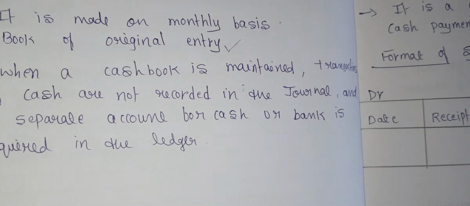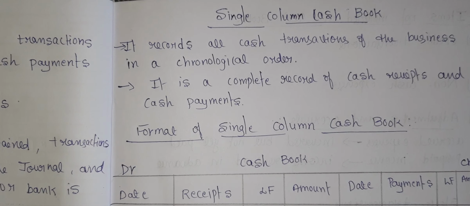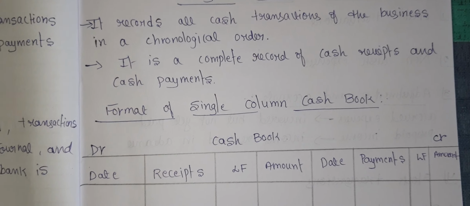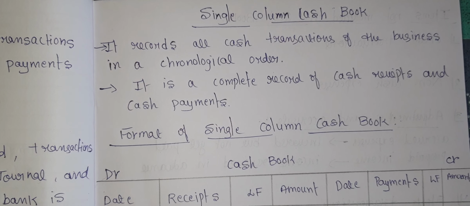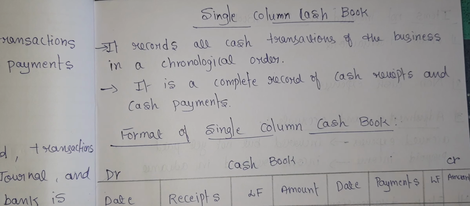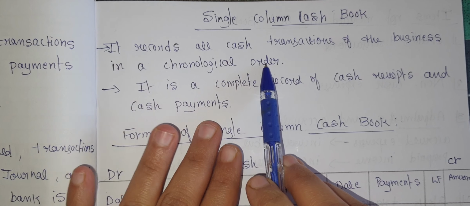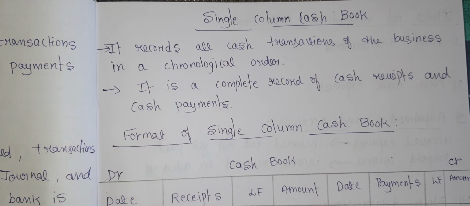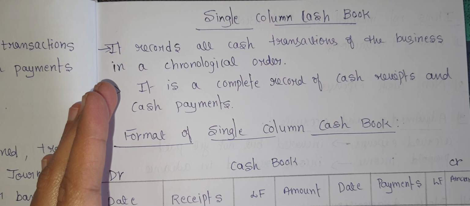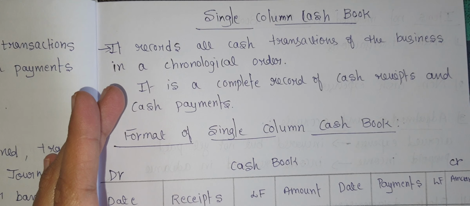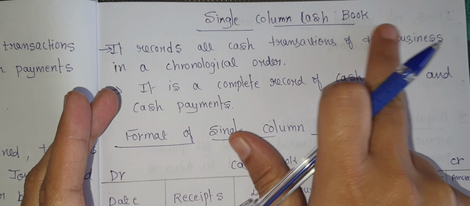Now we will see single column cash book. What does it mean? Single column cash book records all cash transactions of the business in chronological order. It is a complete record of cash receipts and cash payments. This is single column cash book.